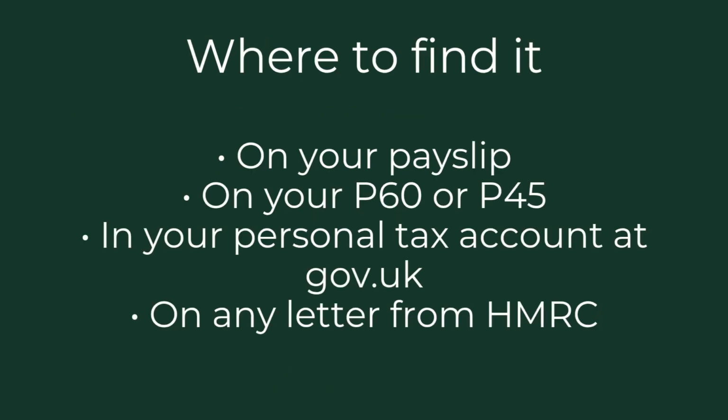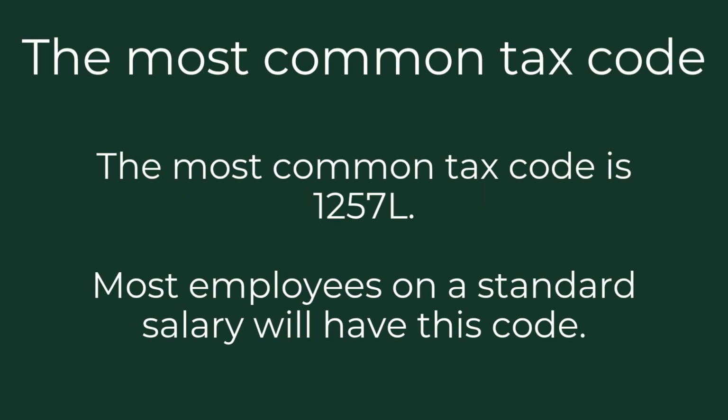You can find your tax code in several places. It appears on your payslip, usually near the top. It is on your P60 at the end of every tax year, and on your P45 when you leave a job. You can also see it in your personal tax account at gov.uk, and on any letter HMRC sends you about your tax. The most common tax code in the UK is 1257L.